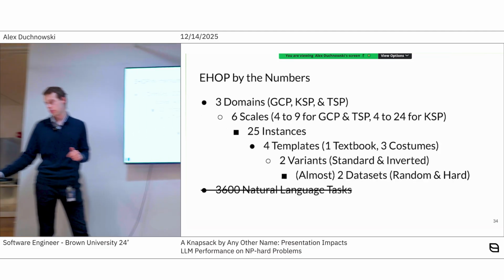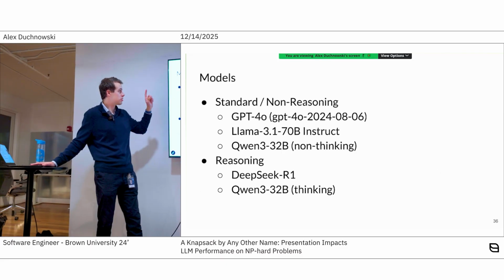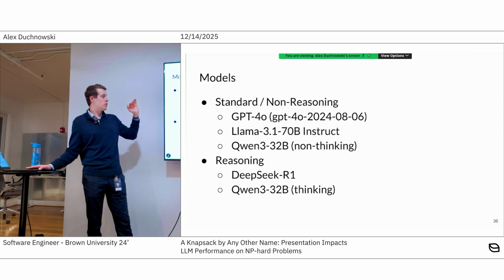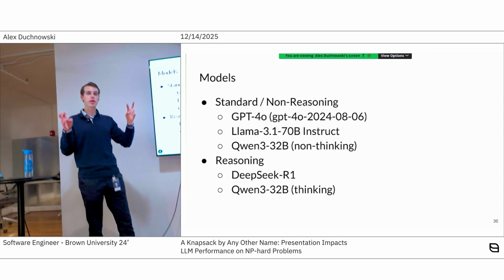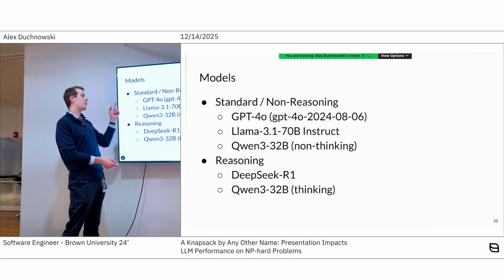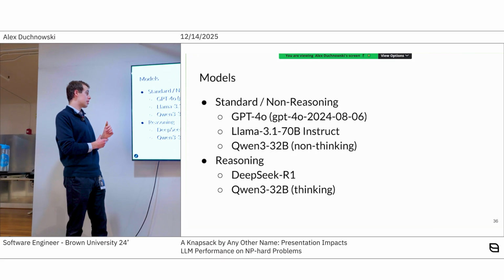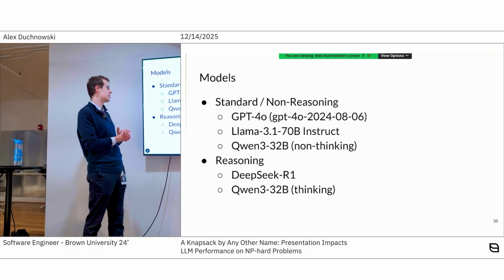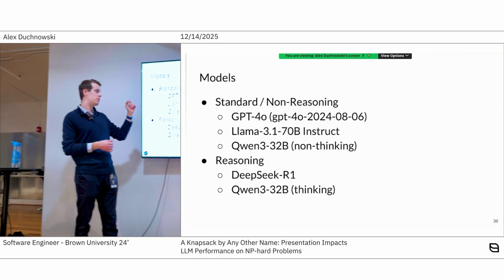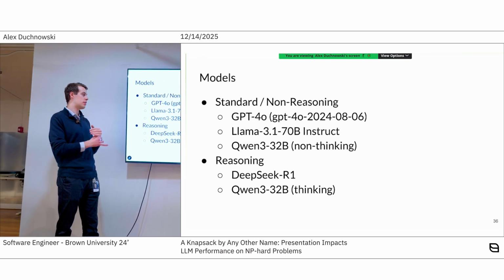Cool. Let's talk about experiment design. Models. Everyone loves models. In terms of the LLMs that we tested, we used a few standard non-reasoning models, at the time when reasoning models were just starting to become a thing. We had GPT-4o, specifically the 2024 August 6th edition, if you want to be precise. We also had the Llama 3.1 70 billion instruct model and Qwen 3 32 billion in the non-thinking mode.